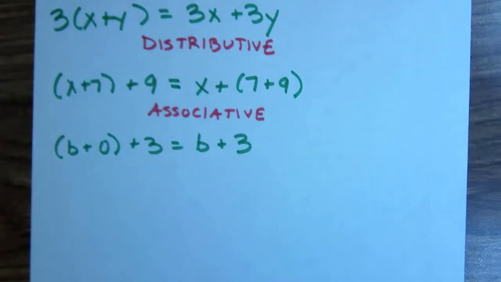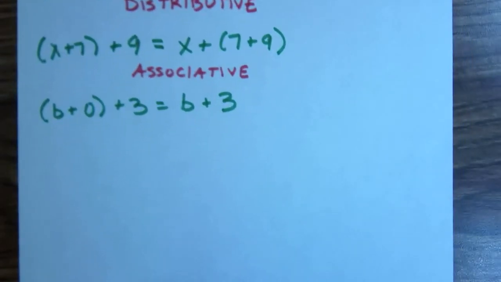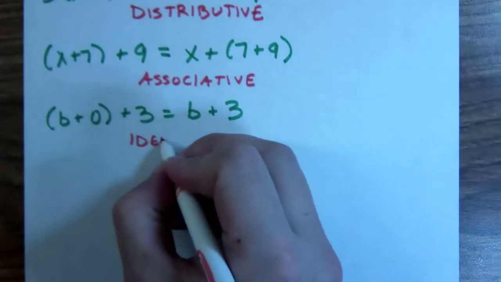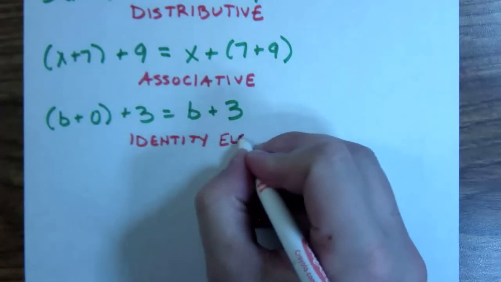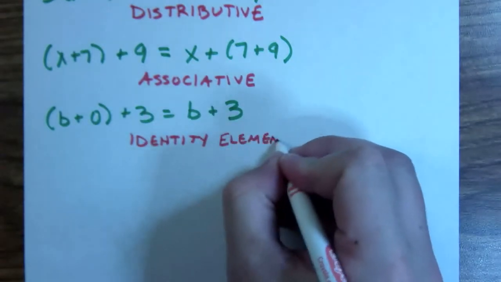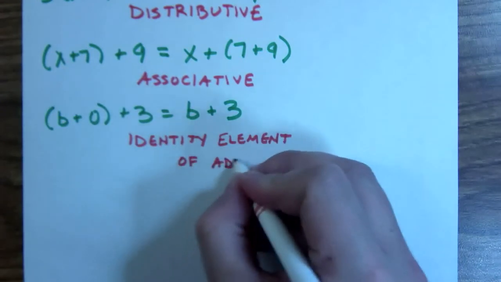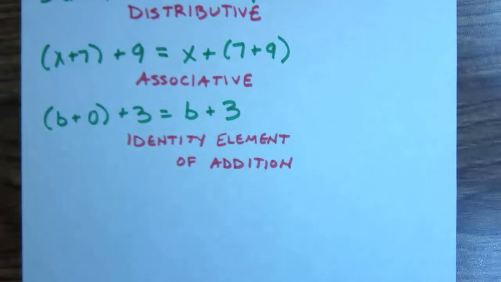Inverse? No. Distributive. Oh, that's identity element. That's the identity element of addition. Good. Adding 0 to it did not change it. I had B added, and I added 0 to it, and at the end of the day, it was still B.